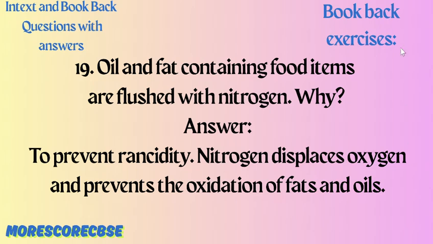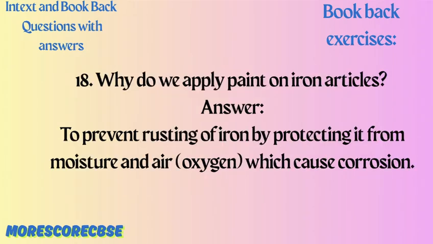Oils and fat containing food items are flushed with nitrogen. Why? In order to reduce the oxidation of fats and oils and to prevent rancidity, the chips companies flush their packets with nitrogen. Why do we apply paints on iron articles? In order to prevent the rusting of iron and to protect it from moisture and air, which would lead to corrosion. So in order to prevent this, we paint the iron articles.